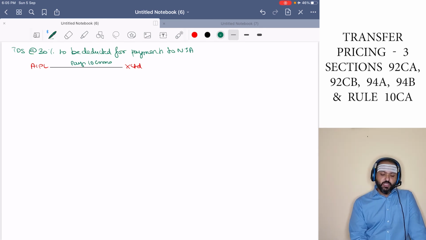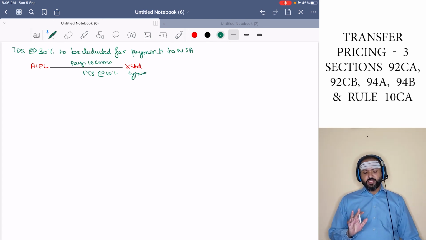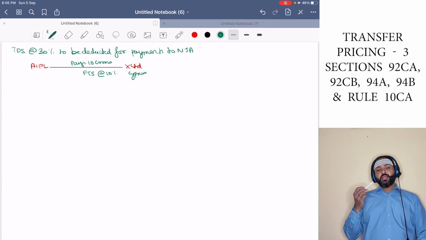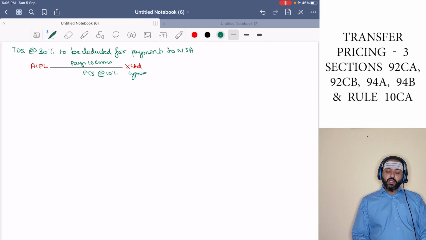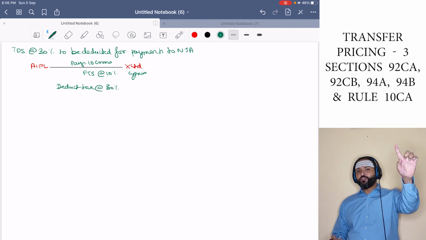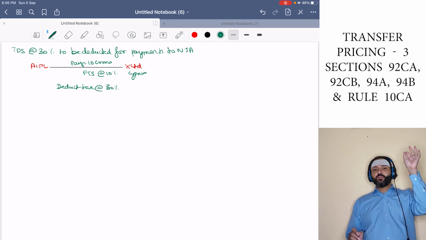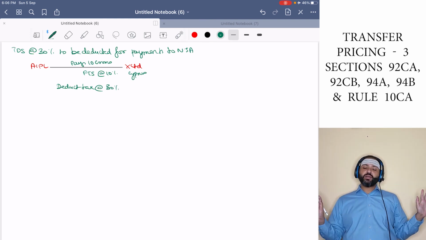Now let us take that, for example, this is going to be fee for technical services. So the rate of tax is 10%, and this is located in Cyprus, which is an NJA. For example, this is an NJA. Now the rate of tax itself is 10% under section 115A. But now what I will do, I will deduct tax at 30%. So the minimum rate of TDS for payments made to NJA is 30%.